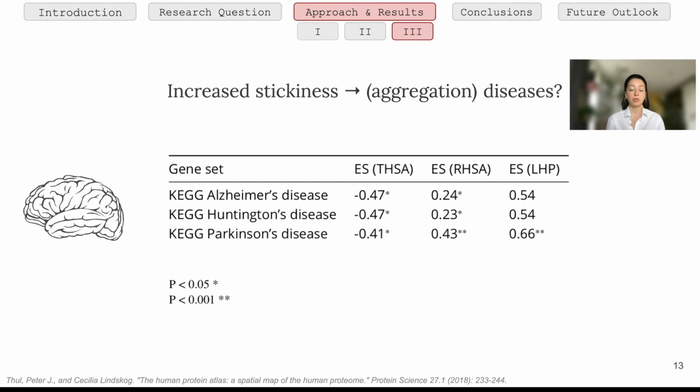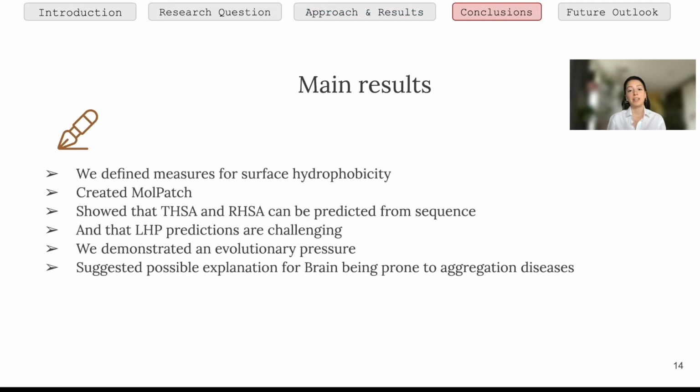This analysis also showed a significant enrichment of sticky proteins based on the large hydrophobic patches in KEGG Parkinson's disease map. In contrast to the GSEA analysis results on tissue-specific proteome, the total hydrophobic surface area shows a negative enrichment in these sets, suggesting that the proteins involved in these pathological pathways have large hydrophobic surfaces, but they are smaller in size.